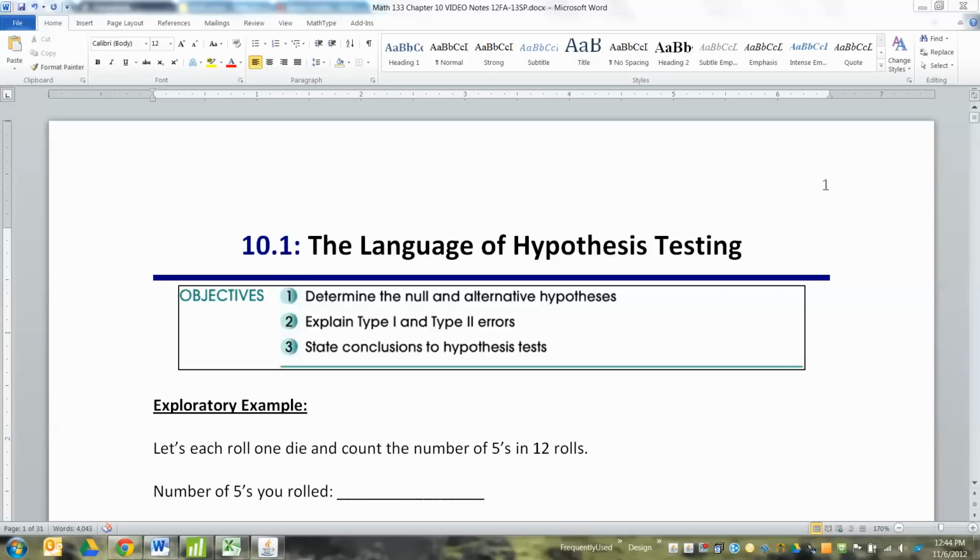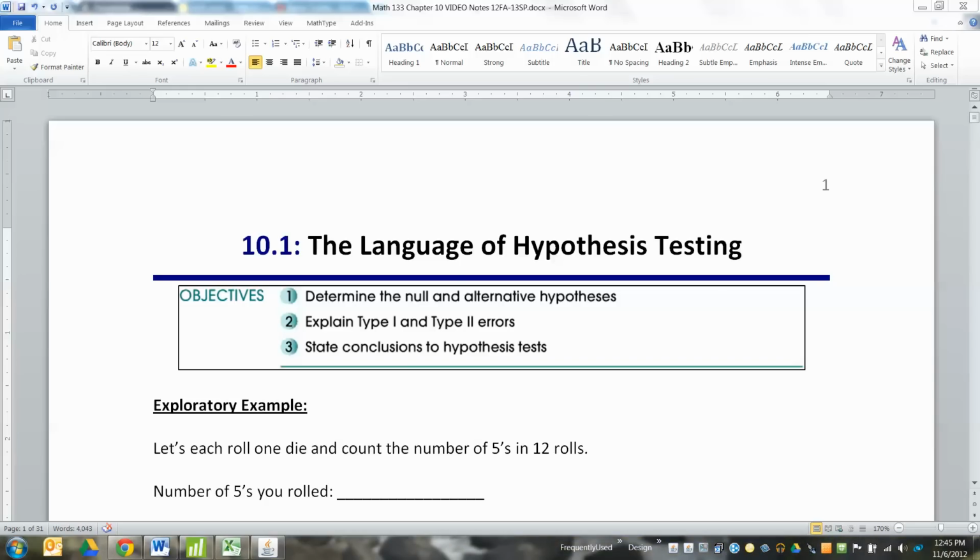So let's begin chapter 10. Chapter 10 is about hypothesis testing. And that's pretty much what we're going to be doing from here on to the end of the course. So it's going to be really important that we understand and take slowly the foundations of what we're doing here.